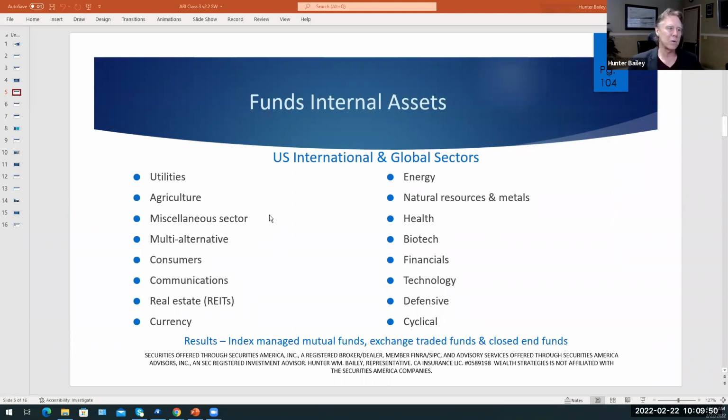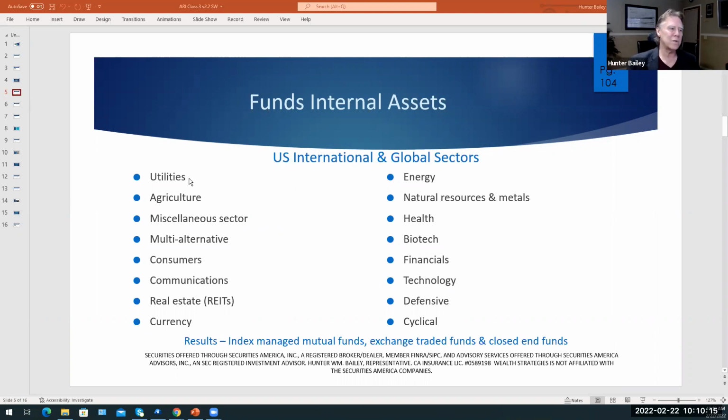Absolutely. So let's take a look at some of the areas that these exchange traded mutual funds look to buy stocks and hold, whether it's an index fund or a specialized one. These are all the sectors that are available in the US and international and global. US, we know what that is. International, usually Europe, and global takes into account a lot of the Asian countries and things like that.